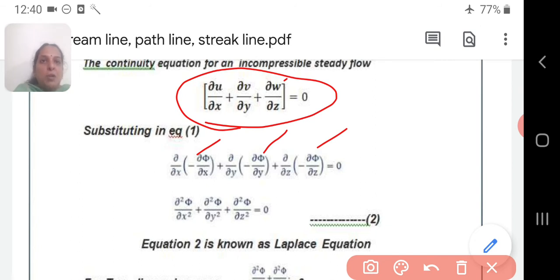It is dou into dou is dou square. Okay, here we have dou, here we have dou. So dou into dou is dou square. And dou x into dou x is dou x square. So how the equation will become? Dou square pi by dou x square.